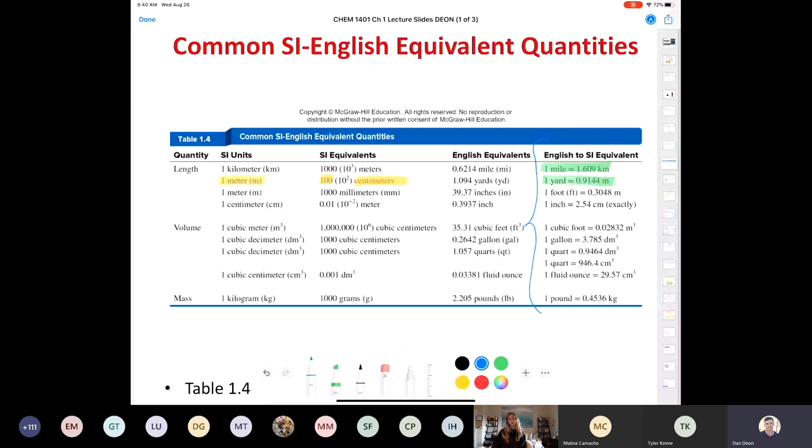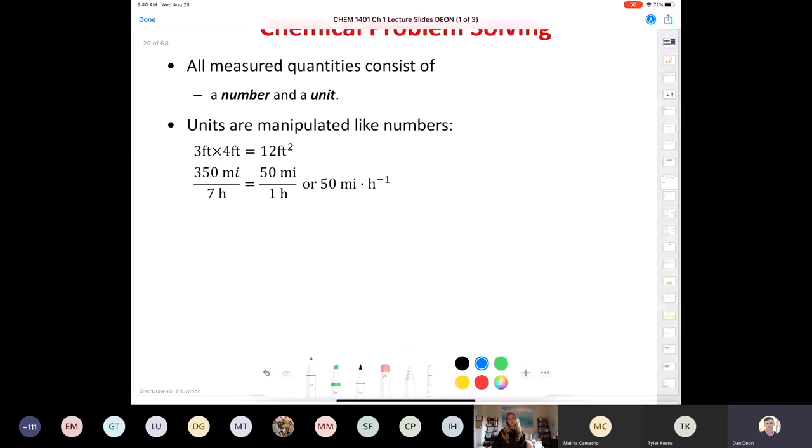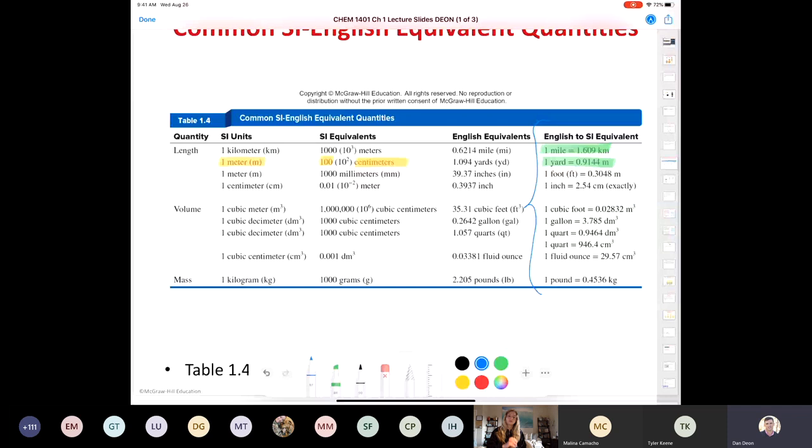So we covered the meter. What else? Let's just look at some fun ones that are kind of interesting. One cubic centimeter is... sorry, technical difficulties here. Let's just move on. We're going to get to practice using these a bunch of times this morning.